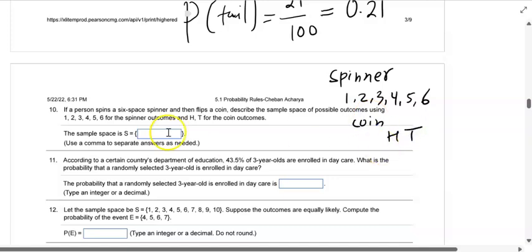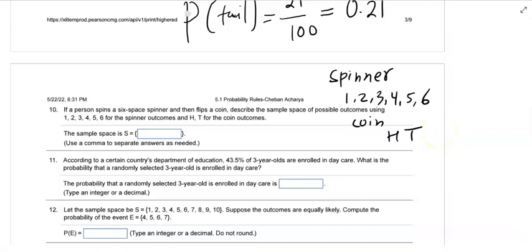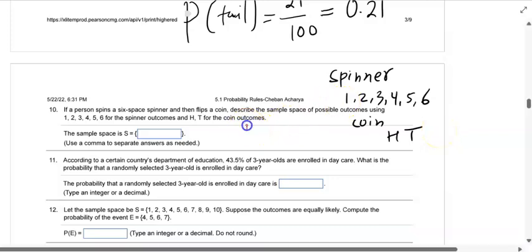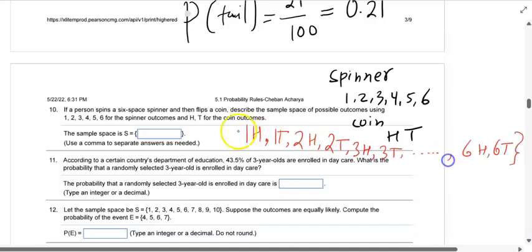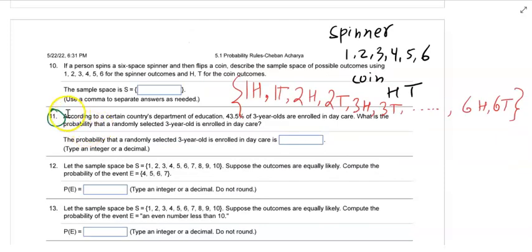Therefore, the sample space is going to be, look here, you have curly braces around this box. You're just putting in the sample space. You might get 1 with head, comma, 1 with tail, comma, 2 with head, comma, 2 with tail, comma, 3 with head, 3 with tail, and so on, and finally 6 with head and 6 with tail. That is the sample space in this problem.